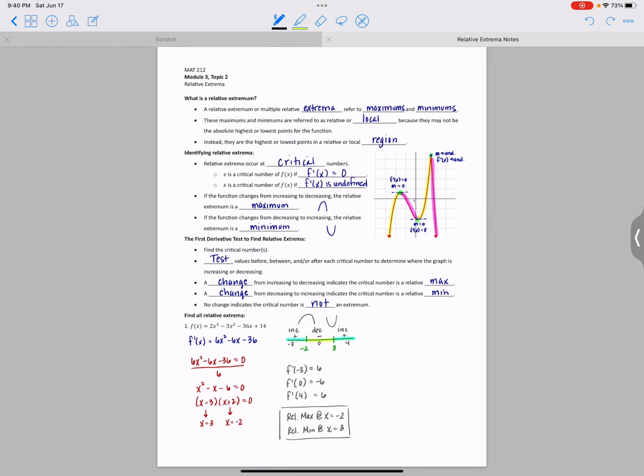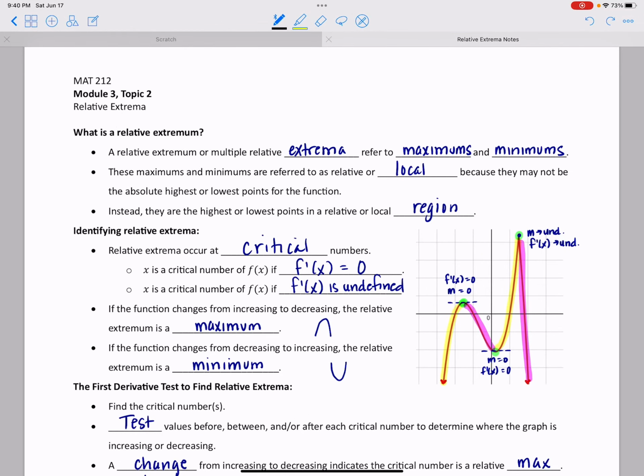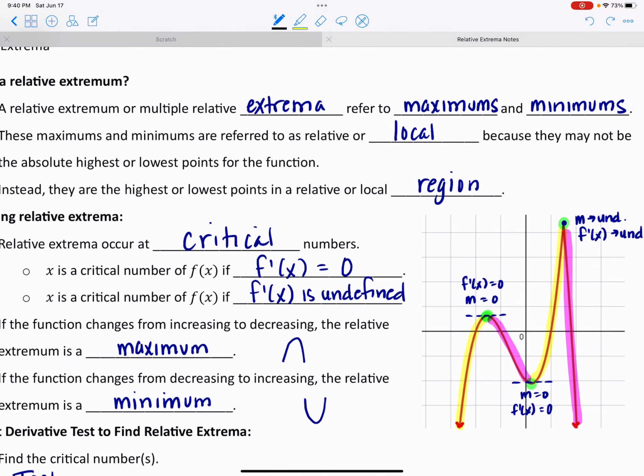And now that I said that, I want to throw something back into the beginning of the notes. I don't know why I didn't do this earlier. So we want to think about these maximums as peaks, and the minimums as the valleys, the tops, the bottoms.